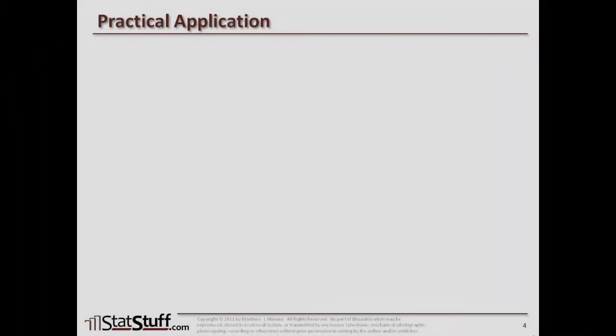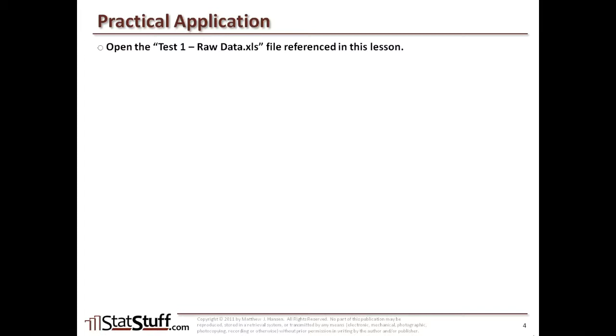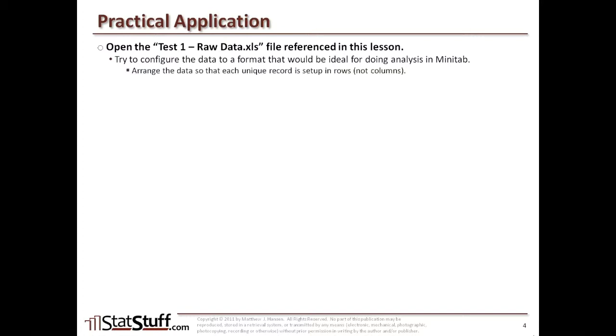All right, before we close this lesson, let's discuss how we can apply some of these concepts in a practical way. What I'd like you to do is just work with those same files and examples that I just showed you so you can get some hands-on experience of how to configure data for analysis within Minitab. So open the file that's provided, the XLS file that we went over in this lesson, and I want you to try to configure the data yourself for how you think the ideal format would be for doing analysis within Minitab. For example, you want to arrange the data so that each unique record is set up within rows and not in columns as some of the data is represented.